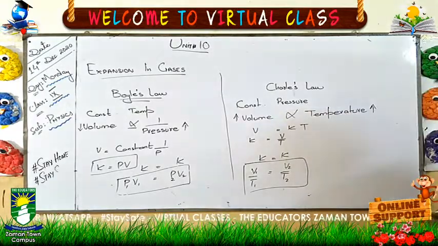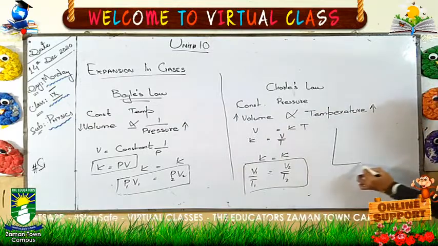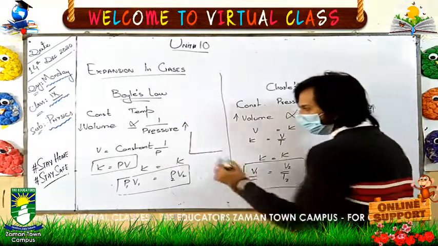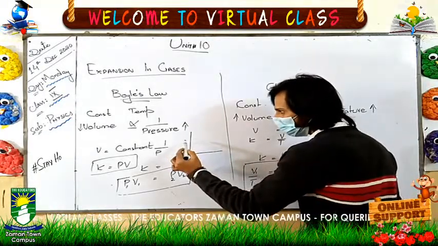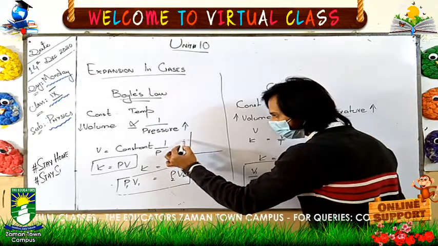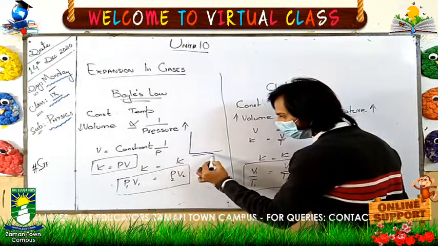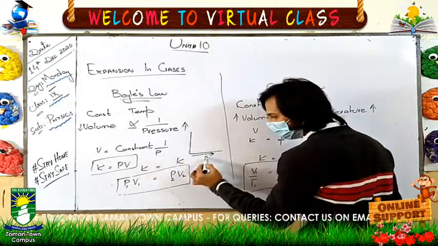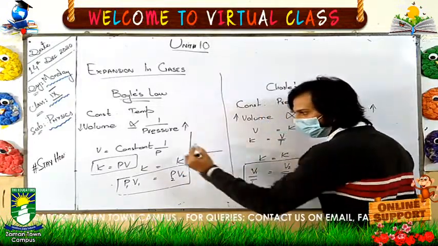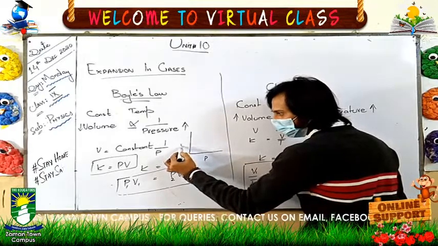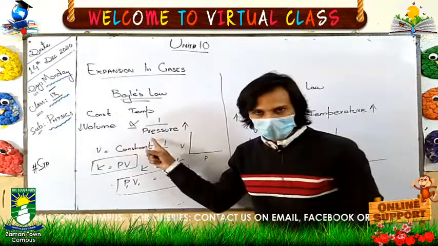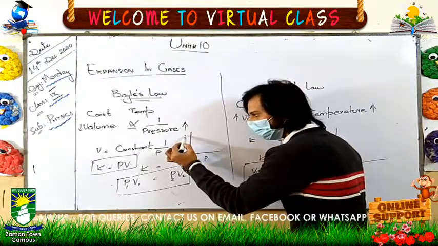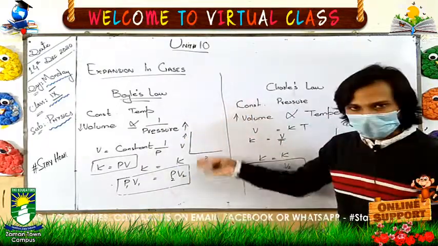Okay class, so if we draw a graph for these two laws, I am increasing the pressure. This is the pressure in this direction and this is the volume. We have to find out the link between volume and pressure. So this line is showing volume, meaning if I increase this line in this direction, I am increasing the volume.